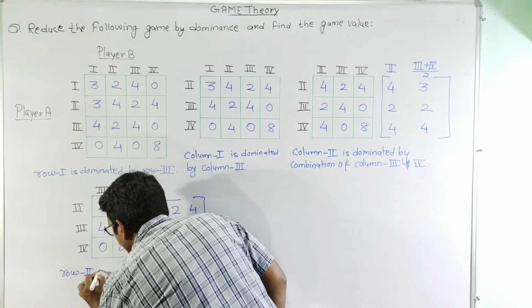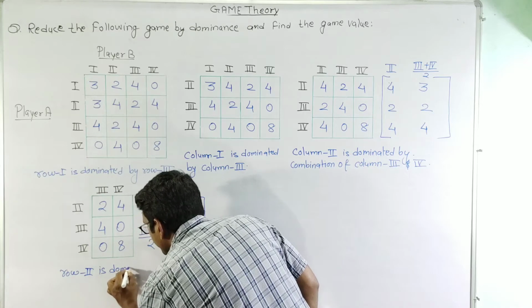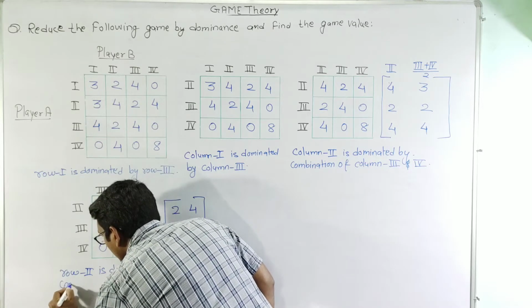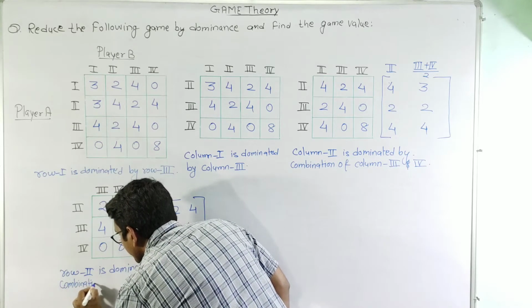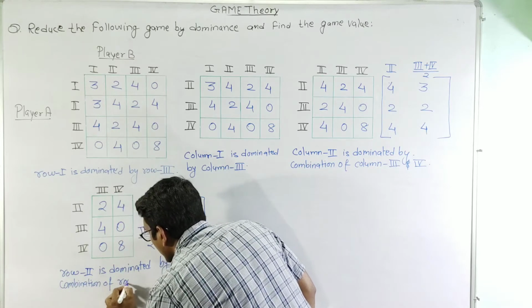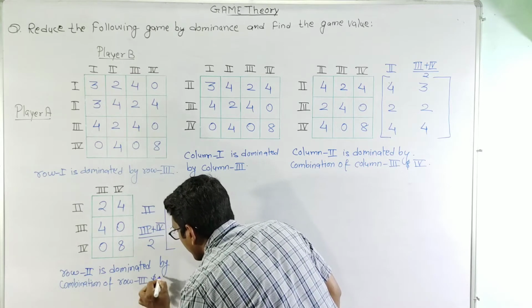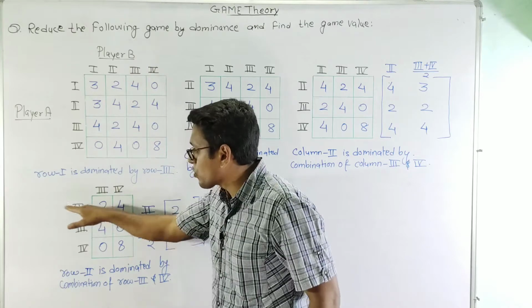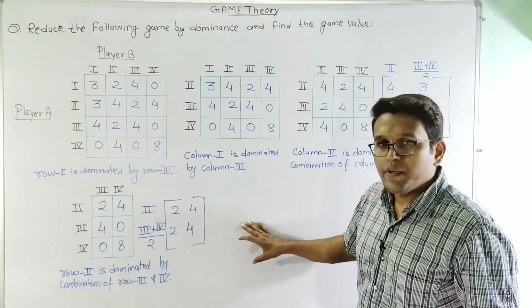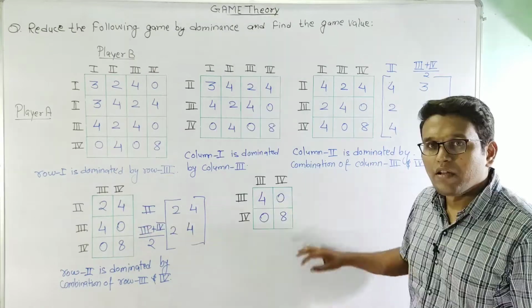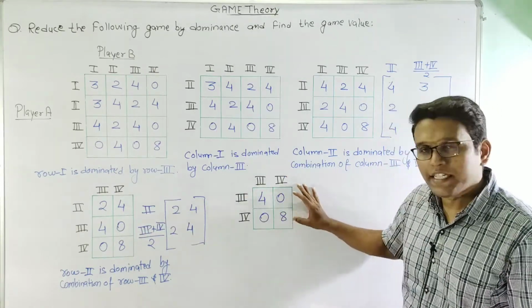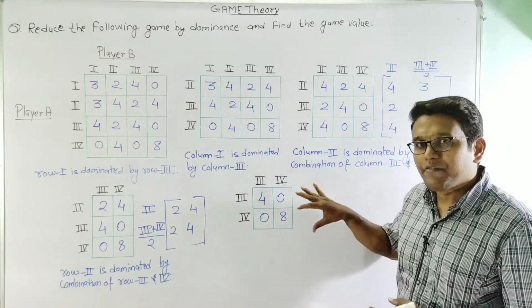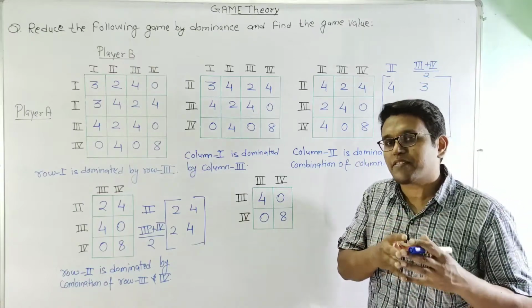Row 2 is dominated by the combination of row 3 and 4, and as a result of that we will eliminate row 2. So let us see what the matrix will be after eliminating row 2. So this is our new reduced matrix, and now we can see that our matrix has been reduced to a 2 cross 2 matrix, from where we can easily find the solution with the help of mixed strategy.